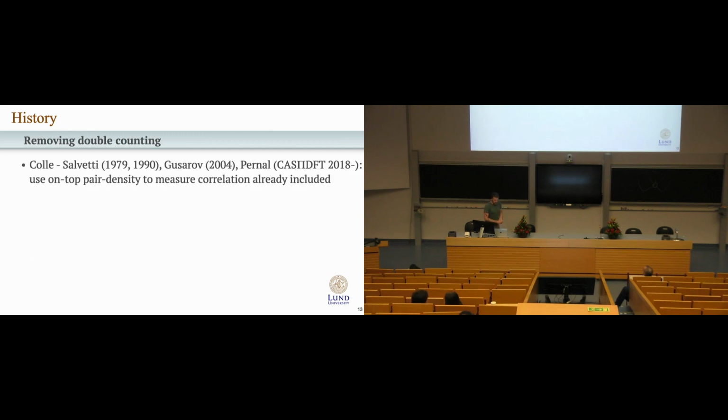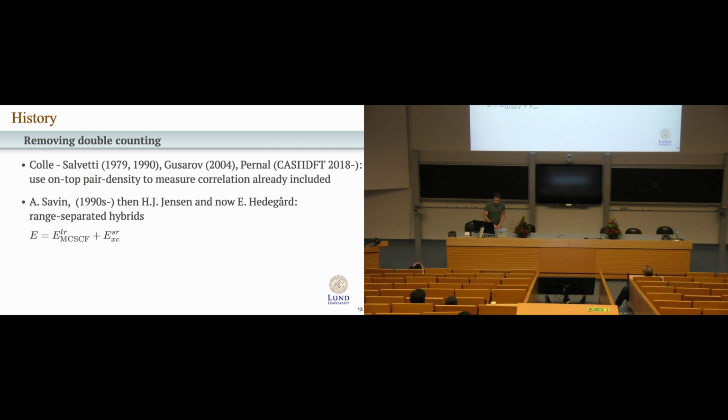And so there have been a lot of suggestions. The first category has been worked on by a lot of people throughout the years, and nowadays it is the group of Katarzyna Pernal doing this CAS-PDFT, as I'm calling it. The idea is to use the on-top pair density to measure correlation already included in the active space. The on-top pair density is the probability of having two electrons in the same place, so this is a direct measure of correlation. You can use it to know how much correlation you have already included and use this to scale down the DFT correlation after that.